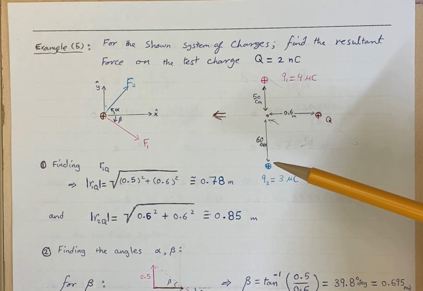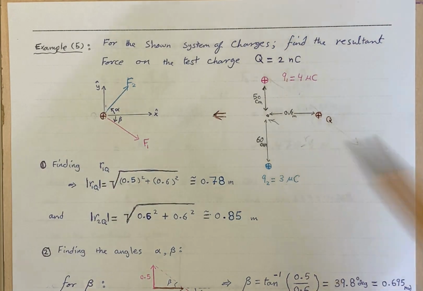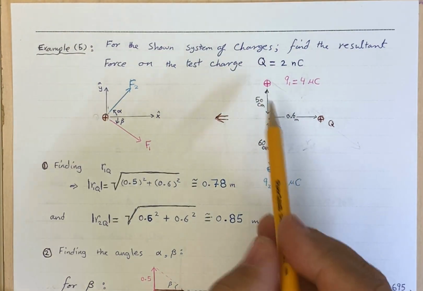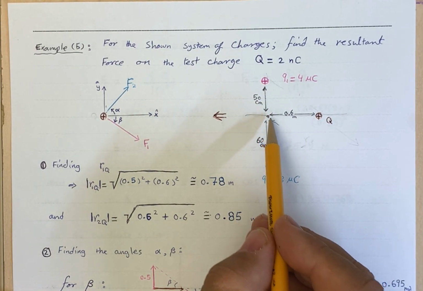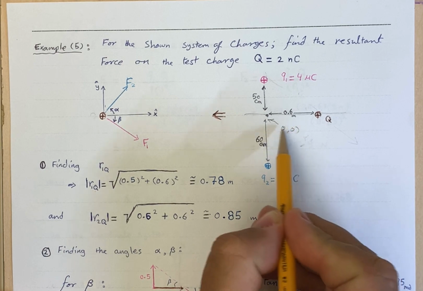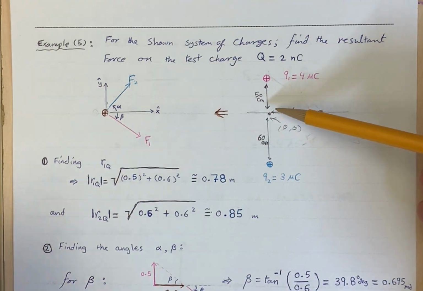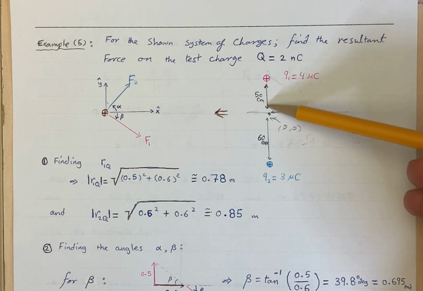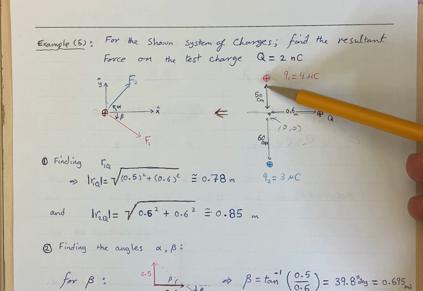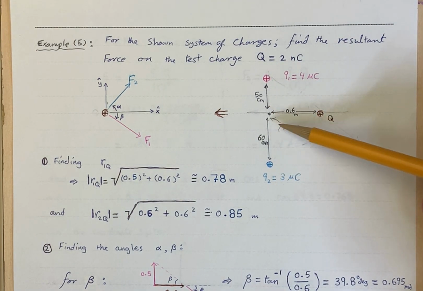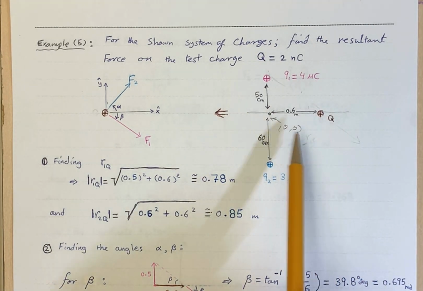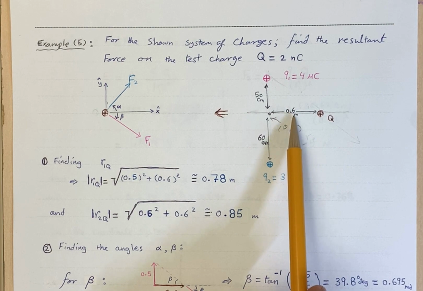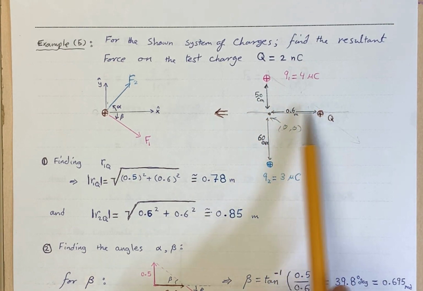Okay, what are the distances? As you see here, I can easily see the XY coordinates at this point. I can assume it as 0, 0, which is the origin. And I can see the position of the first charge as 50 centimeters to the positive Y direction, or to the north. And the position of the second charge is 60 centimeters to the south, or to the negative Y direction. And the position of the test charge is 60 centimeters or 0.6 meter to the right, or to the positive X.